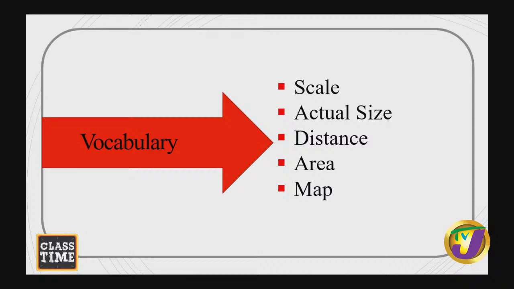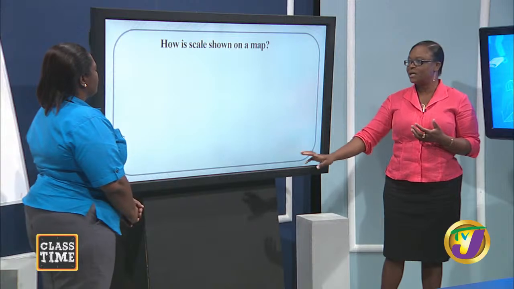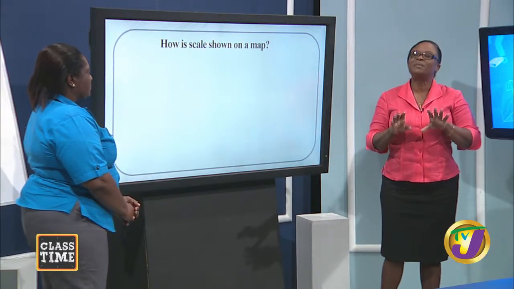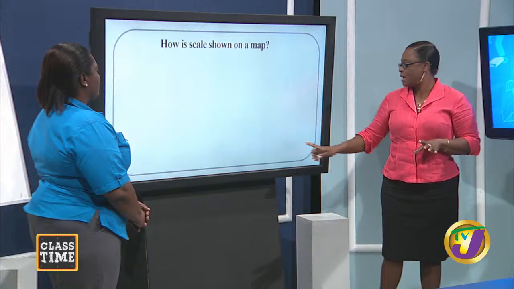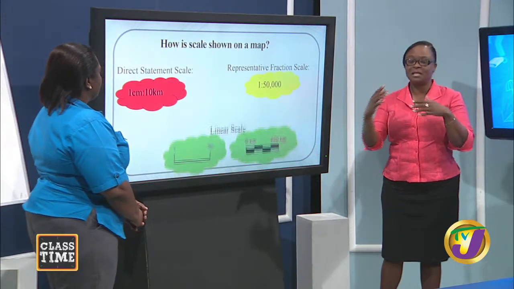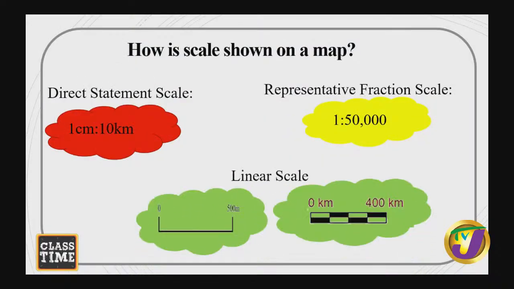Good. So once we talk about a scale, you spoke about where it was located on the map, and it had a special look, a special typeface. I want us to look at the three ways in which the scale could be written. We have the direct statement scale, represented in the red cloud there. We also have the representative fraction scale and the linear scale. We would see any of these on a map or a drawing, and this gives us additional information. But what does the scale really mean?